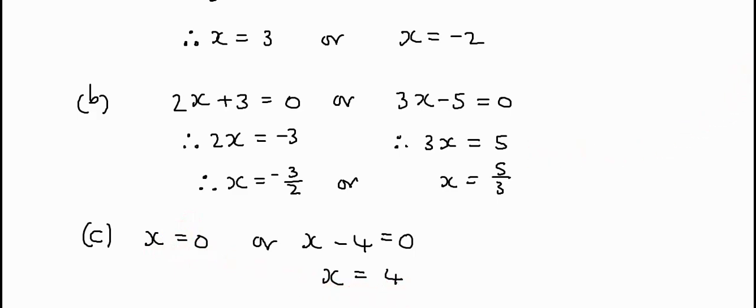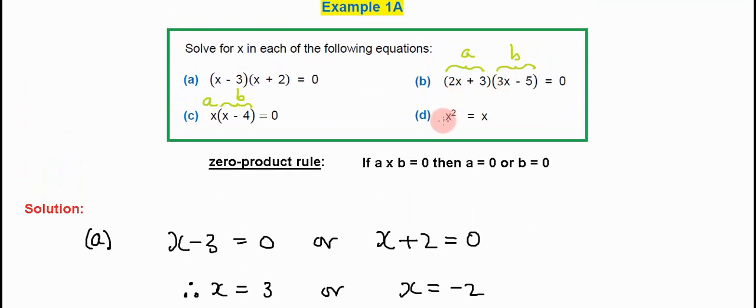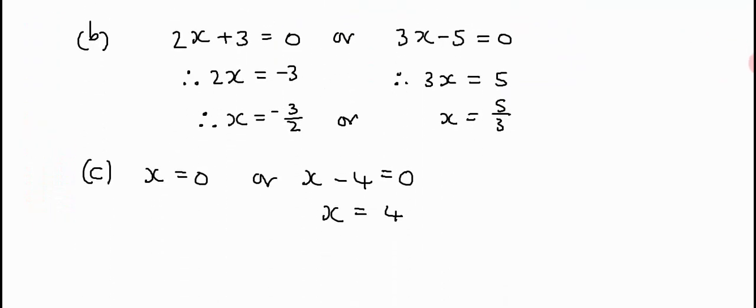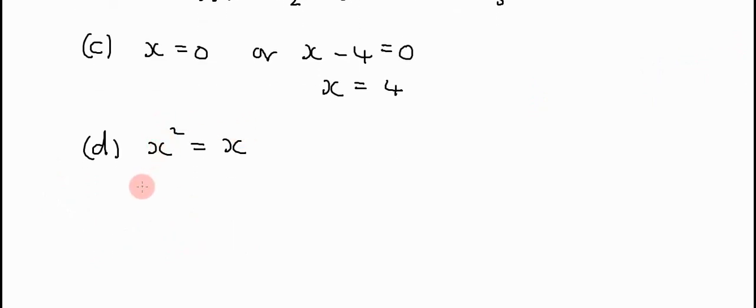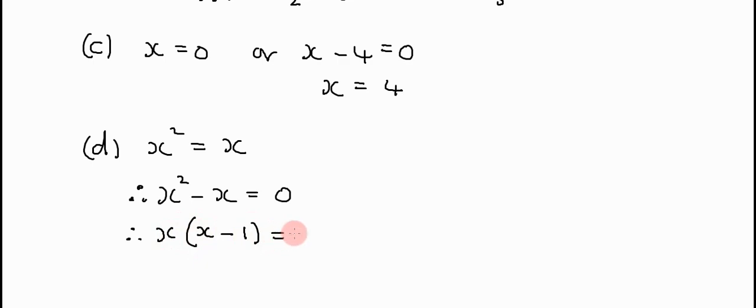Then finally, let's look at d. Here we have x squared equals x, and we need to solve for x. So let's have a look at this. So we have x squared equals x. Now, the first thing we do is to bring everything to the left-hand side. So we bring this x to the left-hand side. Now we can factorize the left-hand side by taking out a common factor, which is x in this case. So x into x minus 1 equals 0.